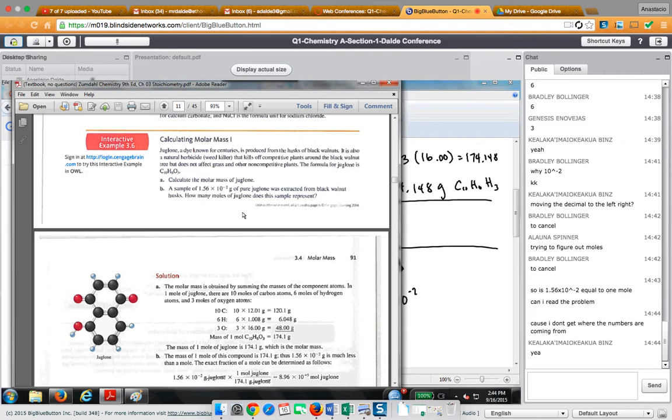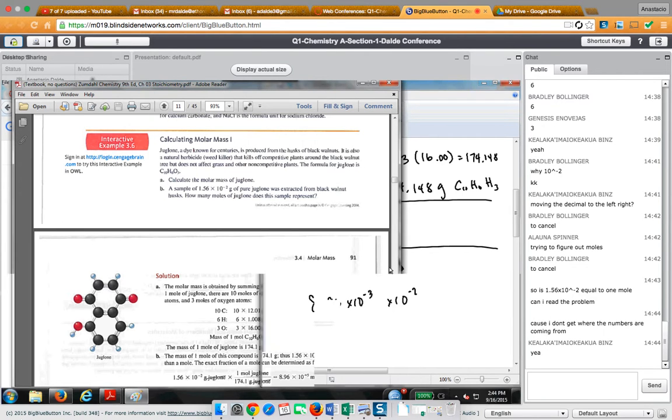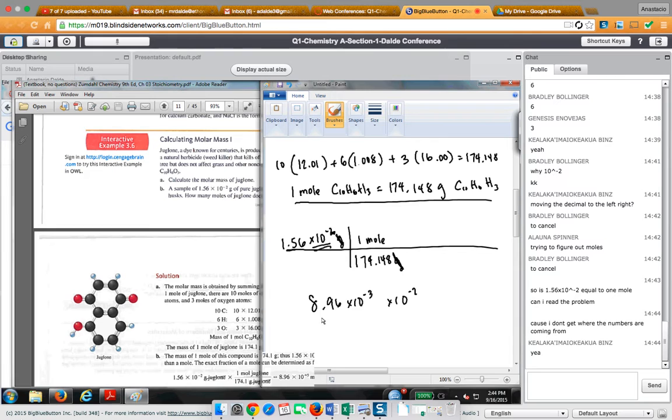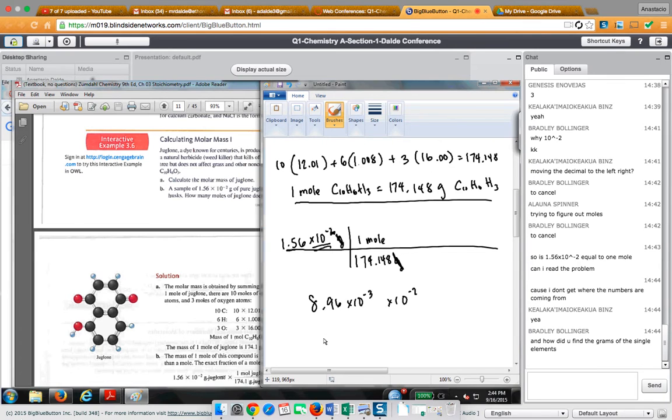All right. So what we did was we have 8.96 times 10 to the negative 3. And we also have times 10 to the negative 2. So I'm going to combine those: 8.96 times 10 to the negative 5. And my answer is moles of C10H6O3.